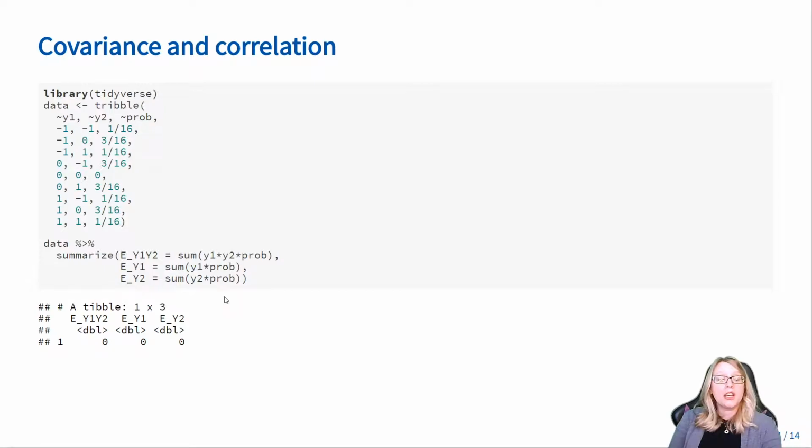So my expected value of y1 is 0, my expected value of y2 is 0, and my expected value of the product is also 0. This means that the covariance will be 0. So here we have an example where we do not have independence, but we still have 0 covariance.